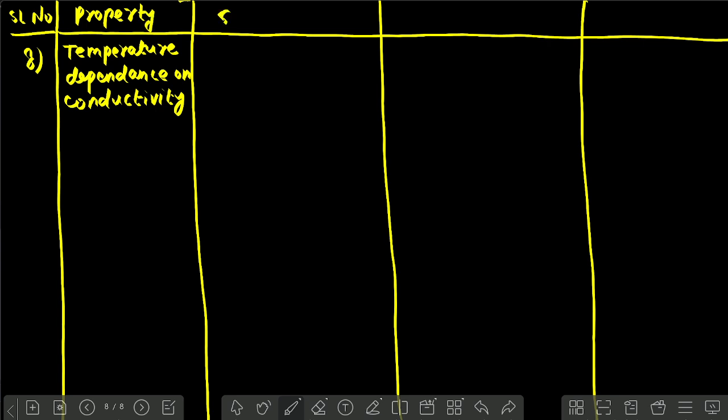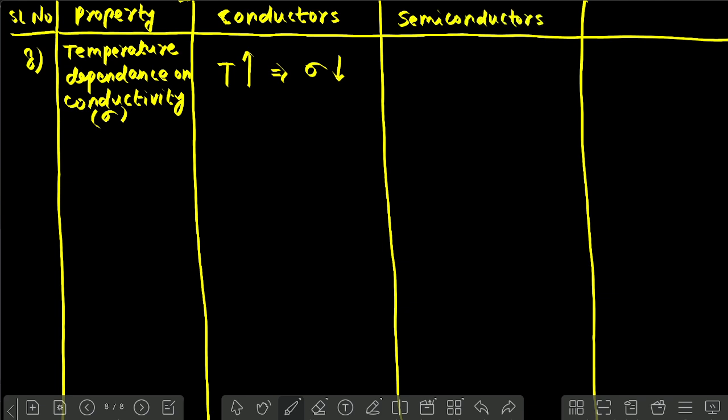Now for conductors, what happens? All of you listen. If temperature increases, this implies conductivity decreases. Conductivity is the sigma symbol. Temperature increases, conductivity decreases. For semiconductors, remember, if temperature increases, this implies conductivity increases. That's why the alpha value is negative.